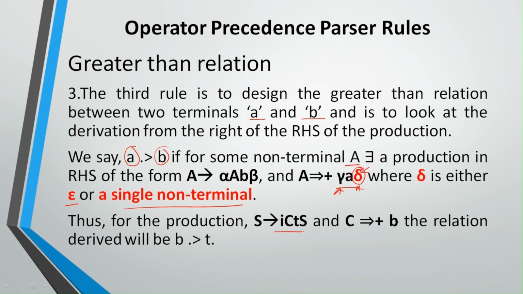Again, in the same relation, S is rewritten as ICTS and C derives B. So here this portion A is C and C derives B. So ultimately we get that B has greater precedence than T. In this way, same precedence level, lesser than and greater than relations are determined.